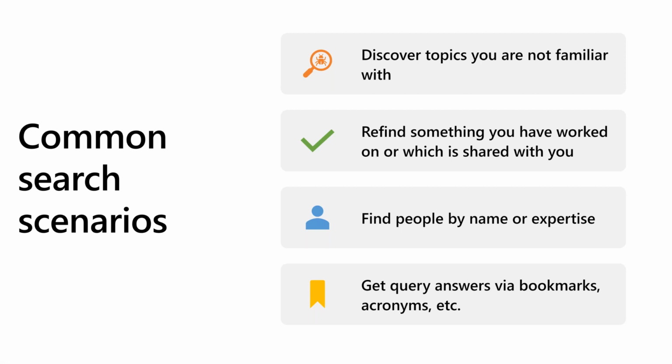And then people search is a strong refind scenario, both from the search box, but also if you search for people's name, you will get a people answer, so you can find those people you're looking for. And then at the end here, you have the bookmarks and acronyms, which I will touch more on quite soon.